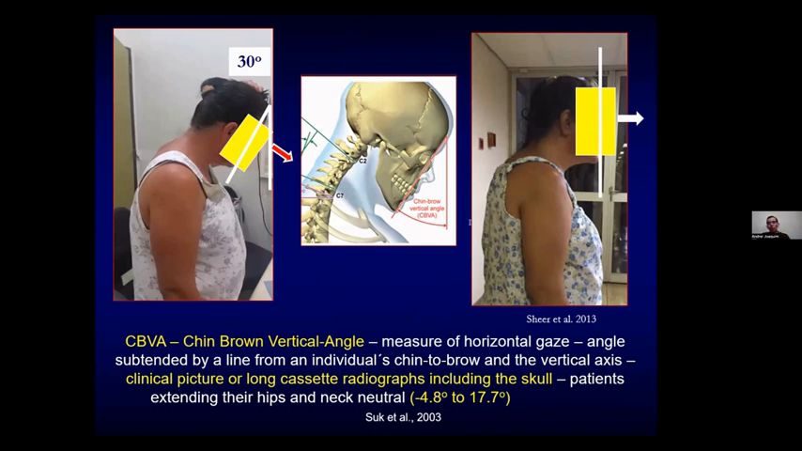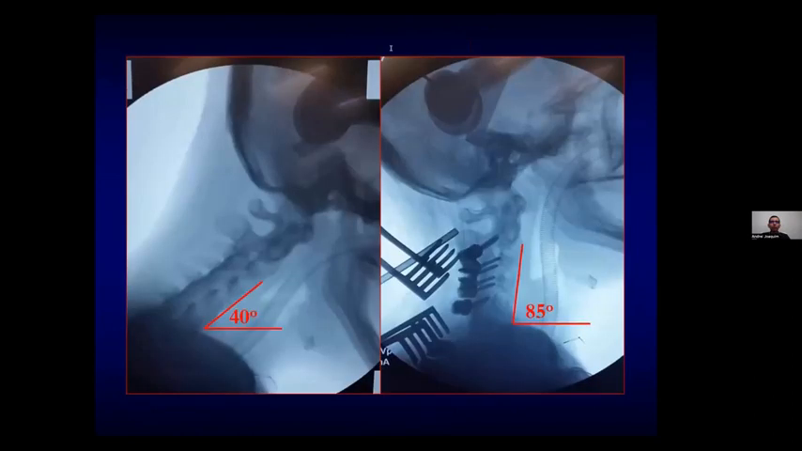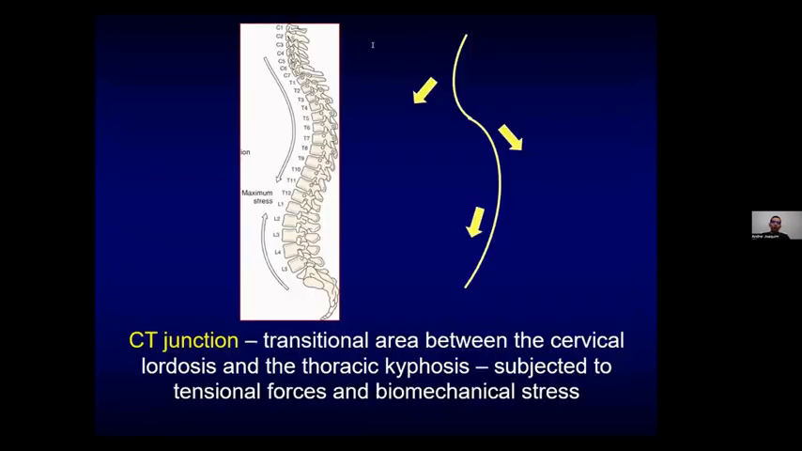So we have to normalize this, because when you look to the floor, you have neck pain, you can worsen your neurological symptoms. So this is a problem. And we have to correct this most of the times with osteotomies, that it's not the objective of my presentation.